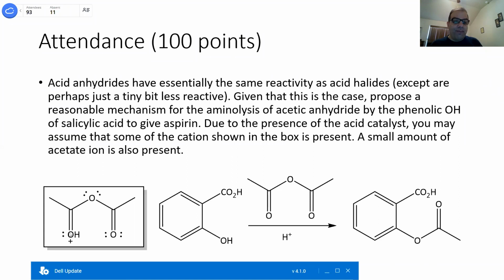You can assume that some of the conjugate acid of the anhydride is going to be present. There's also going to be a little bit of the acetate ion floating around. And we'll talk about why that is. Acetate ion, of course, has a minus charge. So why is it that we can use that? I'll let you think about that for another minute or two.